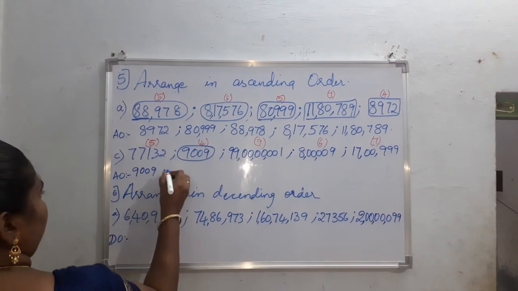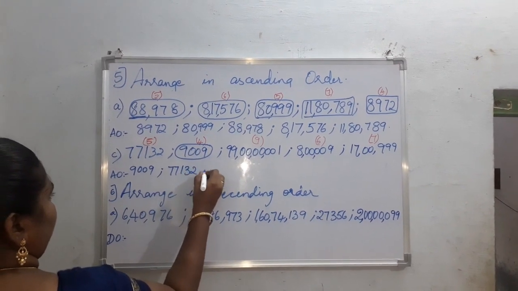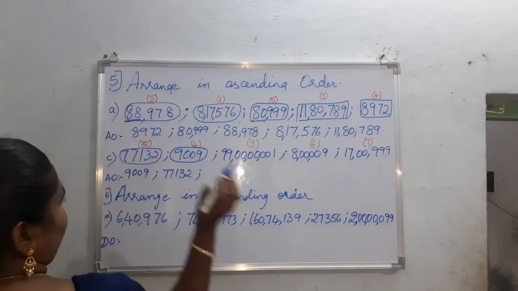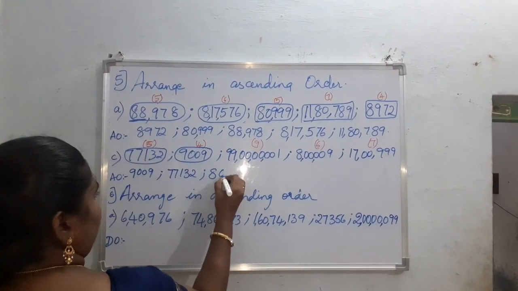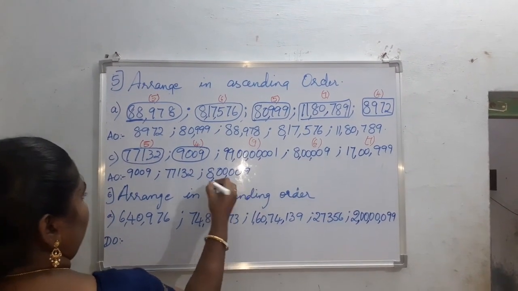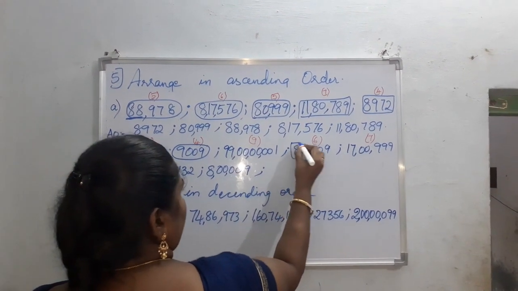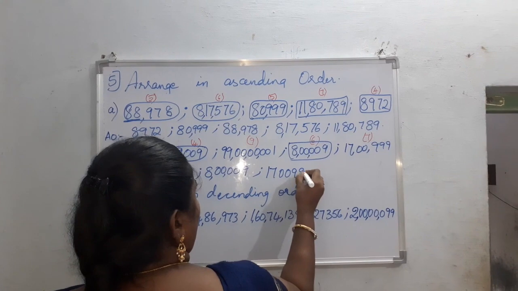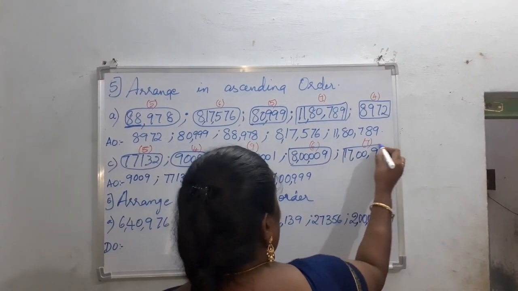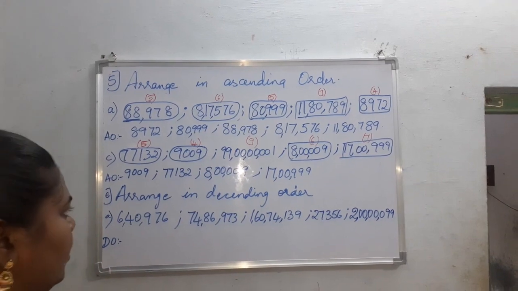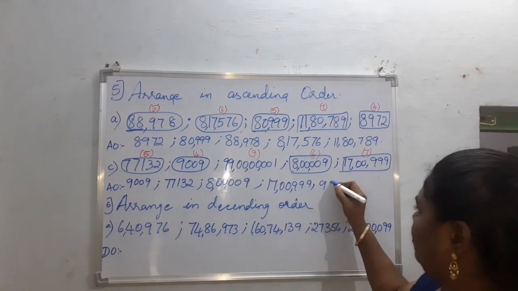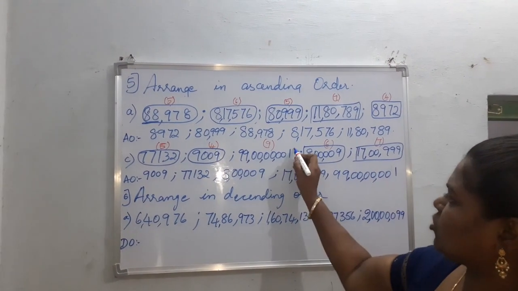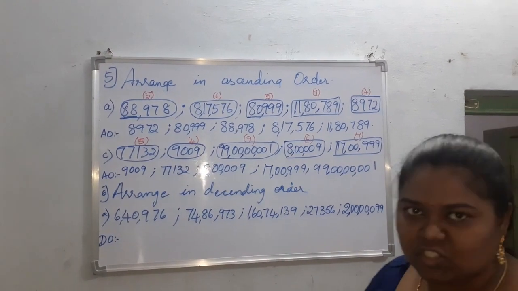Next, 5-digit number. That is 77,132 is the next smallest. Circle this also. 4 finish, 5 finish. Next, go for 6. That is 8,09,000. Circle it. Next is your 17,999. And the last is your 9-digit number. It is 99 crore 1. So this is your last number since it is the largest.